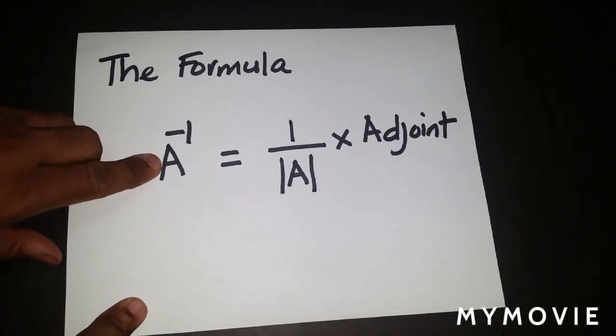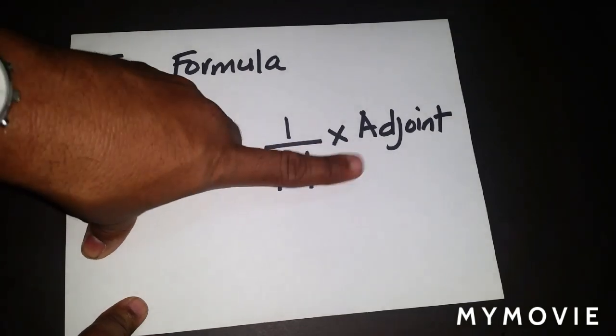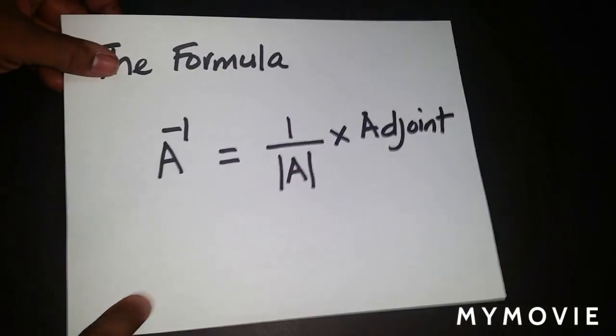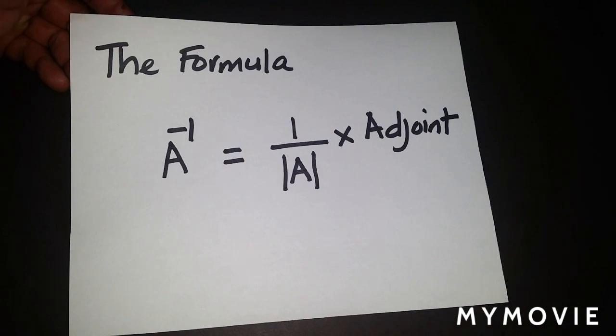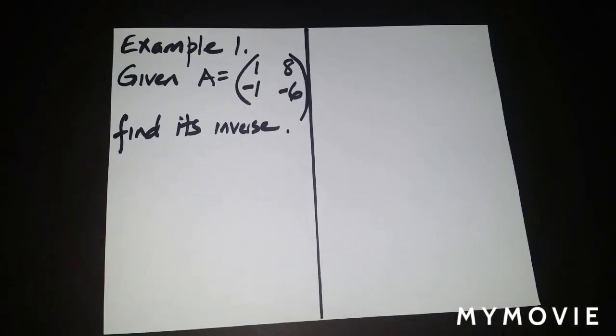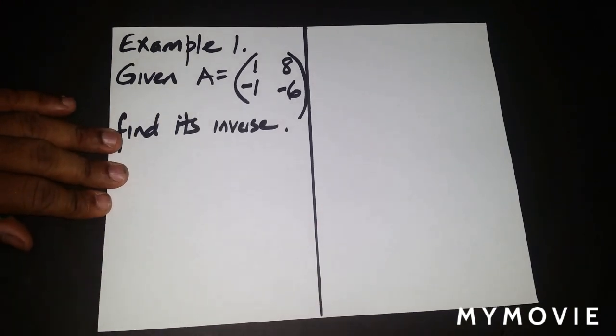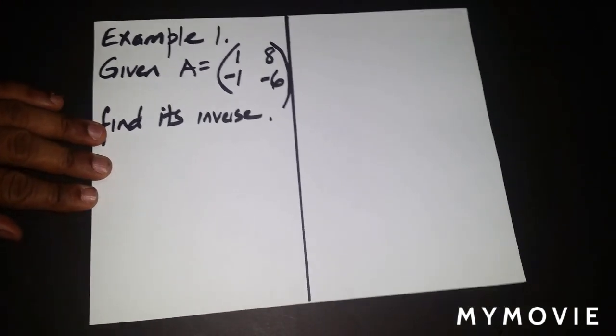So of course, if this was B, it would be B to the -1 equals 1 over the determinant of B times the adjoint of B. All right, but that's the formula that finds the inverse of a matrix. Here's our first example. And again, we're only dealing with 2 by 2 matrices, so it makes life very, very straightforward when you're thinking about inverse at this level.